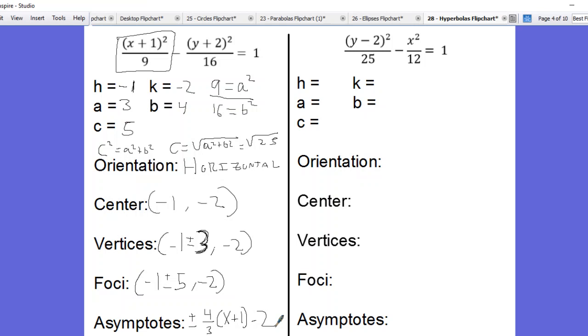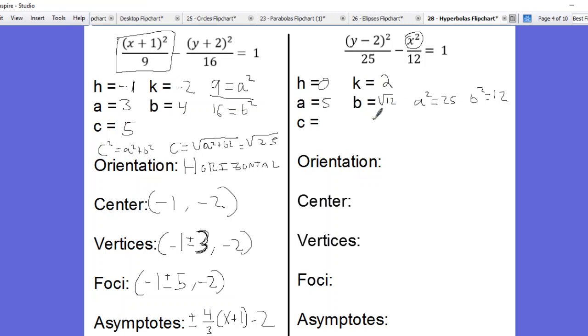Well, let's do another example. Here, our h value is what we're adding or subtracting for the x term, and we're not adding anything from the x term. So our h value is 0, and our k value is actually +2. It's y minus +2, y minus 2. Well, a squared is 25, and b squared is 12. So a is equal to 5, and b is equal to the square root of 12.